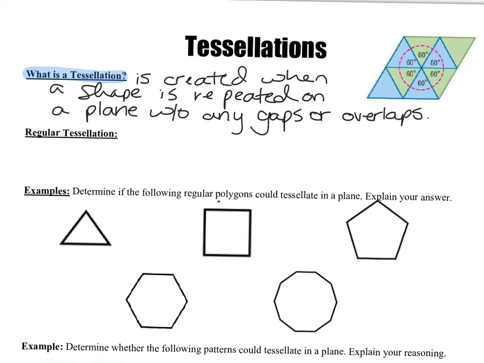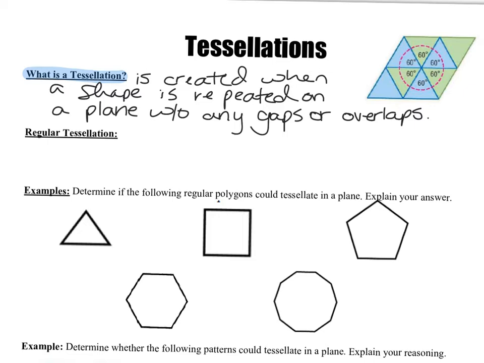So if I were to take a shape and I were to repeat that same shape all over on a specific plane, if it didn't have any gaps or overlaps, it would be considered a tessellation. So if you look at this picture here, notice I have a triangle. They're all fitting next to each other. I don't have any gaps anywhere, and none of my shapes are overlapping.